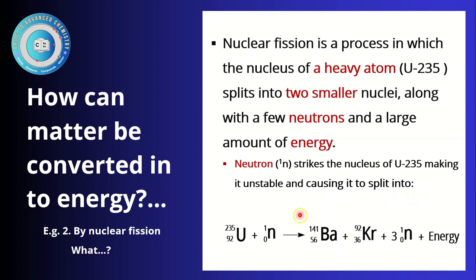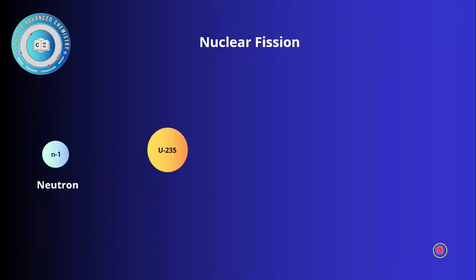For example, this reaction tells us how uranium is split into two nuclei. This neutron strikes this uranium, making it unstable, and causes it to split into barium and krypton, producing 3 free neutrons and a high amount of energy. So let us see this by using a visual representation of nuclear fission.